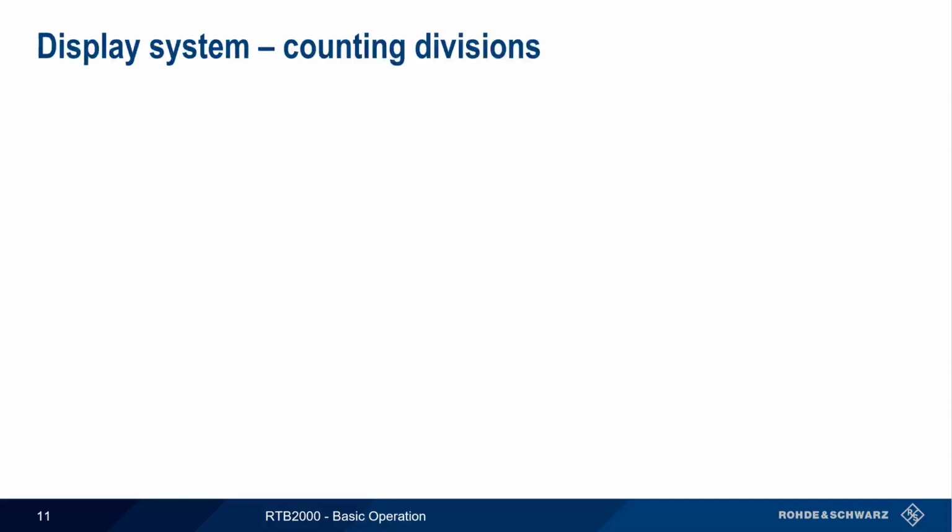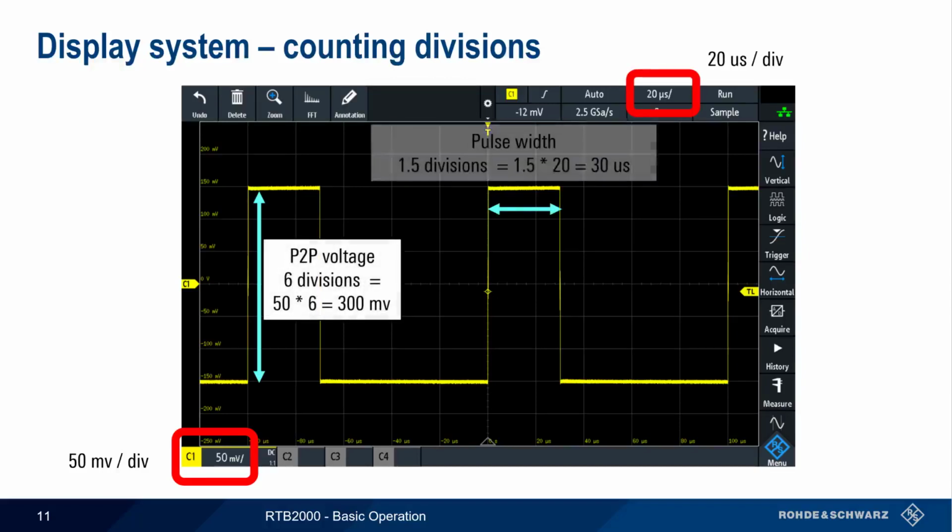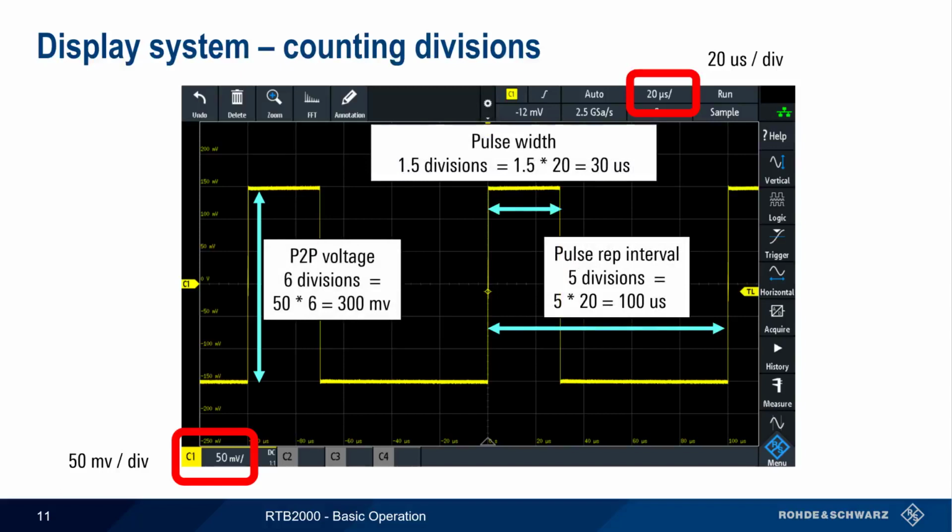Now let's look at the display system. Consider this rectangular or pulse waveform. If we wanted to know things like peak voltage, pulse width, or pulse repetition interval, we could of course look at volts per division, here 50 millivolts per division, and seconds per division, here 20 microseconds per division, and then start counting divisions and doing the math. Even with conveniently round numbers like the ones we have here, this is a time-consuming and error-prone process.